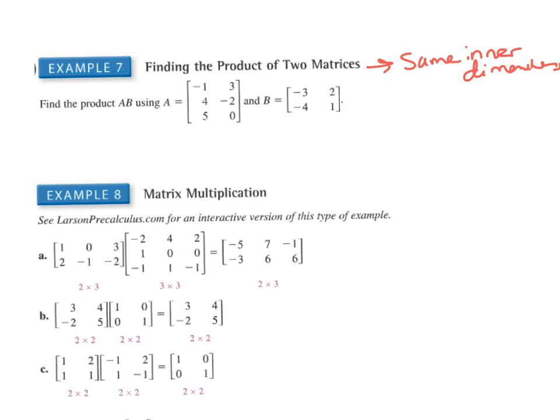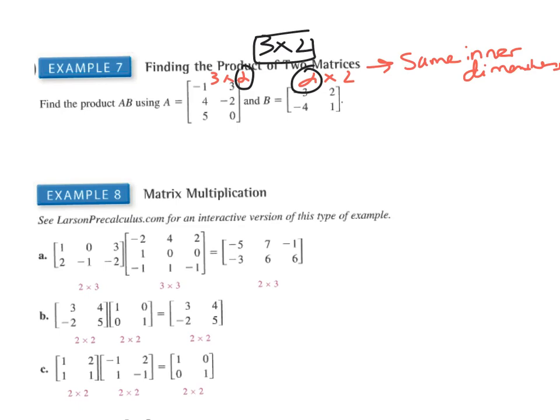So I always label what my dimensions are first. So this is a 3 by 2, and then this is a 2 by 2. So we're good to multiply them because the inside dimensions match, and your final answer is going to be a 3 by 2 matrix, okay, because the outer dimensions are 3 by 2.